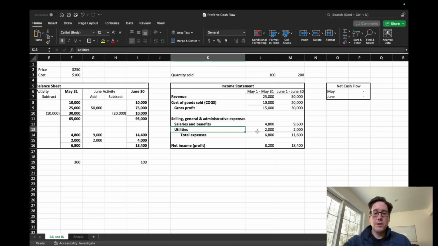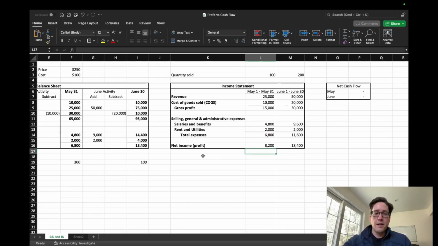So utilities, you could call this rent and utilities or something like that. It's just to say I rent my storefront, and utilities are included in my rent, and I'm paying 2,000 bucks a month. I did the same for both months because it's flat. That gets me total expenses of 6,800 bucks. And then it's just simple arithmetic. I'm just doing gross profit minus total expenses, and that tells me what my profit was.